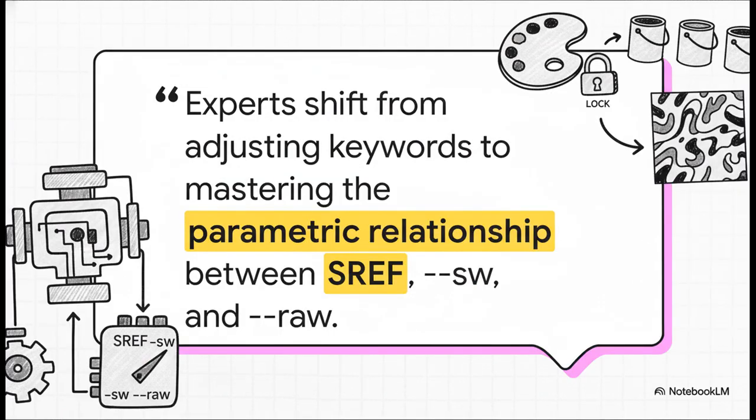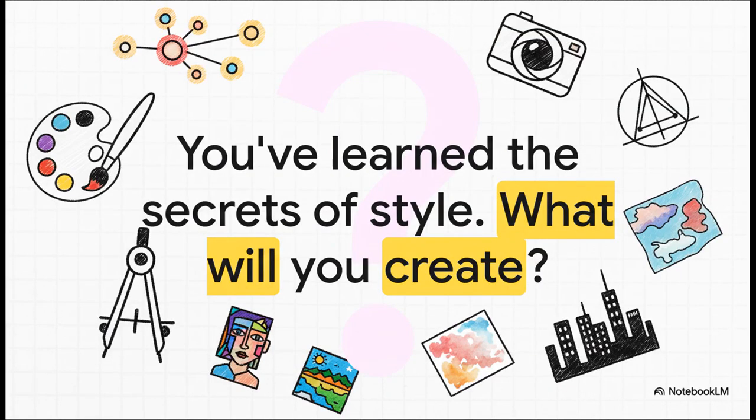And this really is the biggest mental shift you have to make. Beginners just keep changing the descriptive words, hoping for magic. But the experts, they find a style they love, they lock it in with sref, and then they focus on tuning the numbers, the relationship between that style reference, the style weight, and that raw style command. It's like they've stopped just changing the color of the car and have actually popped the hood to start tuning the engine.